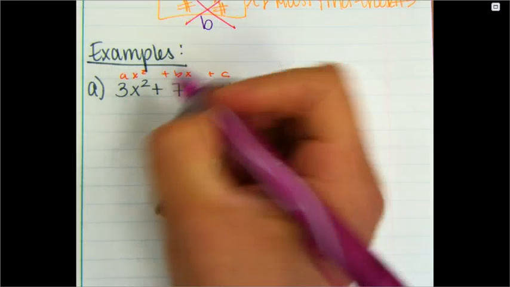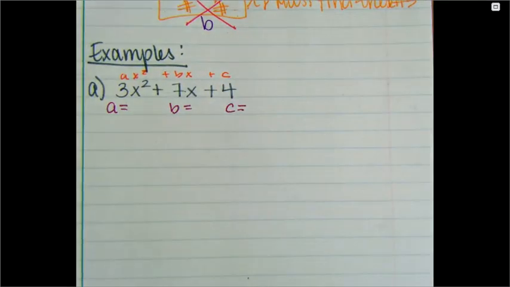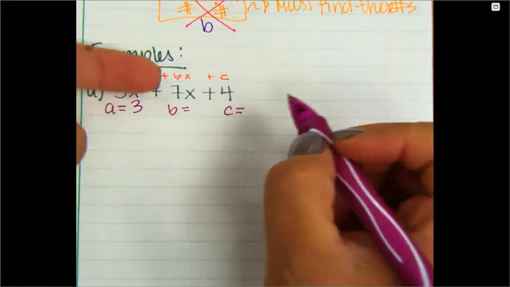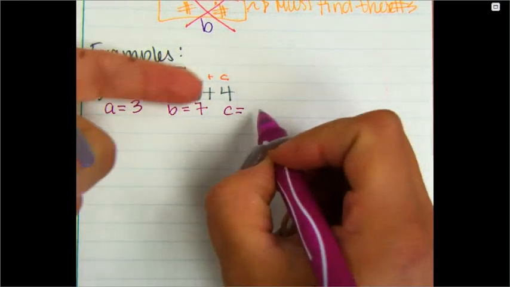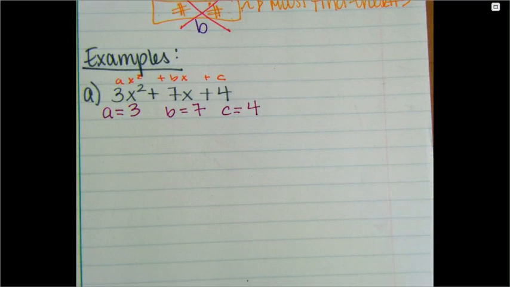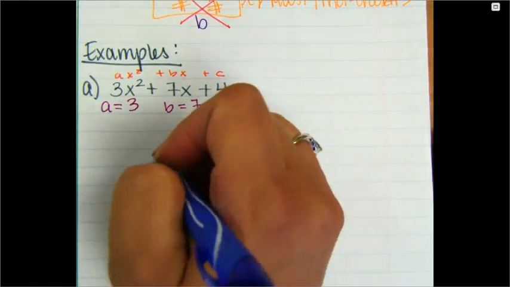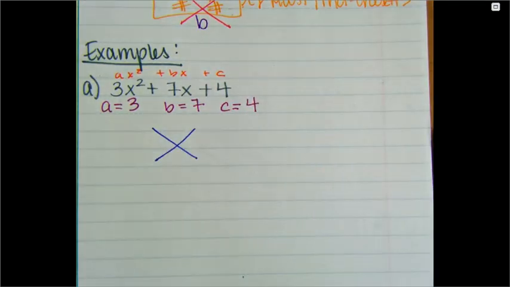Okay, what we're going to do is identify a, b, and c. A is located right here, so what is your A? It is 3. Here's your B, 7. Here's your C, 4. If there was a negative, we would put the negative sign, but right now there are no negatives, so we're going to leave it like that. Good? If you want to watch first, you can, because this is where it starts to get a little confusing.